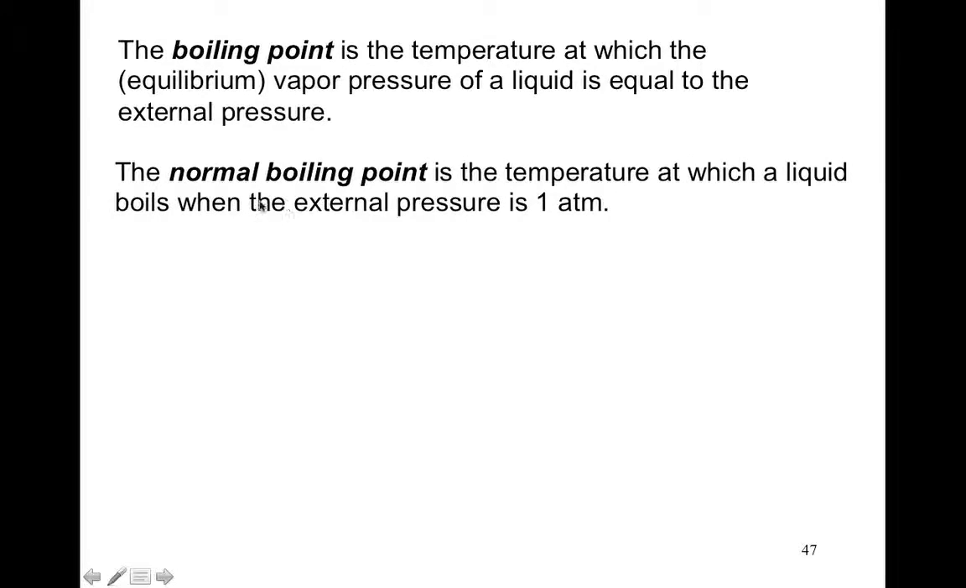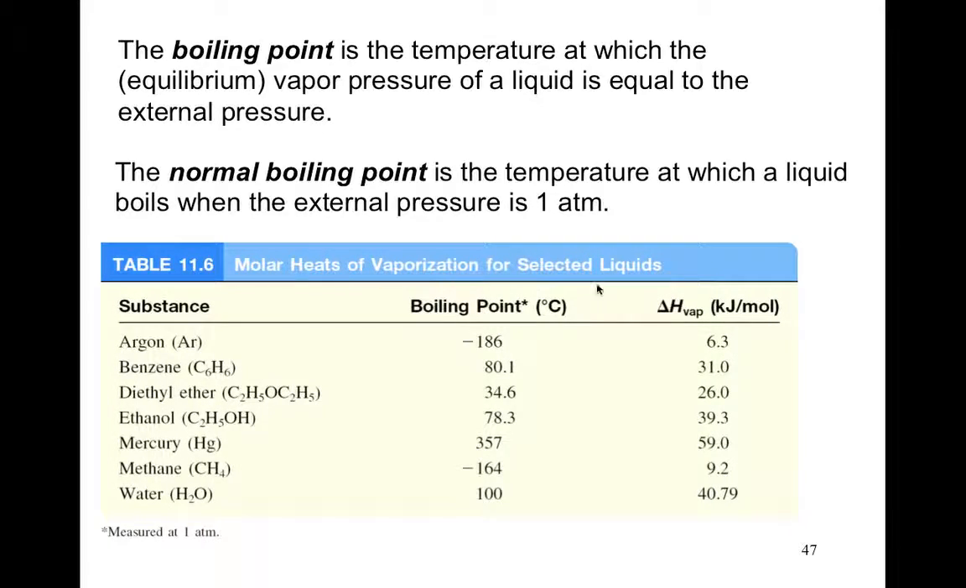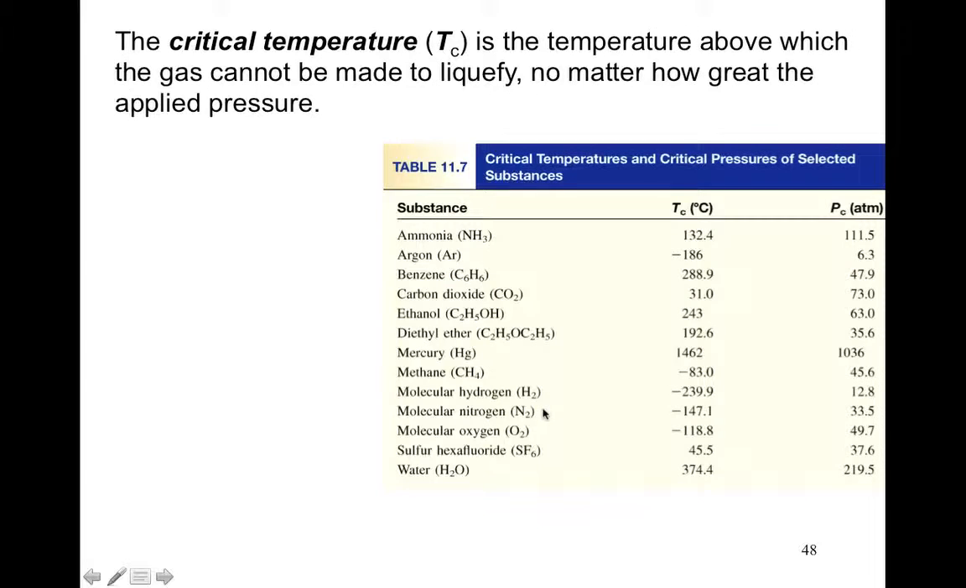So boiling point is the temperature at which the equilibrium vapor pressure of the liquid is equal to the external pressure. And the normal boiling point is the temperature at which a liquid boils when the external pressure is 1 atmosphere. And so here are some boiling points. That tells us a lot about molecules and how strong their IMFs are and all sorts of stuff like that.